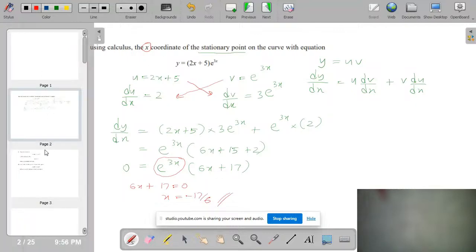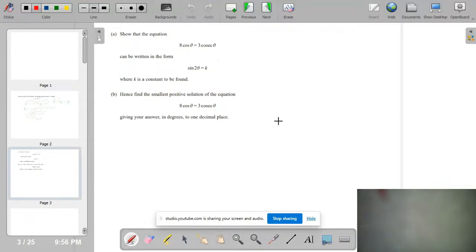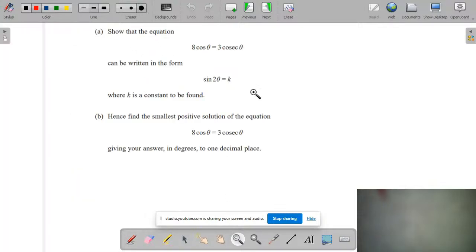Now I'm focusing on the next question. That question has been given from the trigonometry lesson. I'll make it closer. We can see clearly: show that the equation 8 cos theta equals 3 cosec theta can be written in the given format, sin 2 theta equals k. Then we should know that cosec theta means the reciprocal function of sin theta, so we can directly apply it.